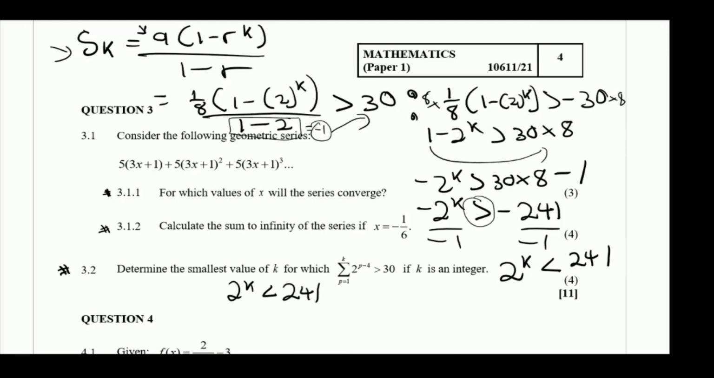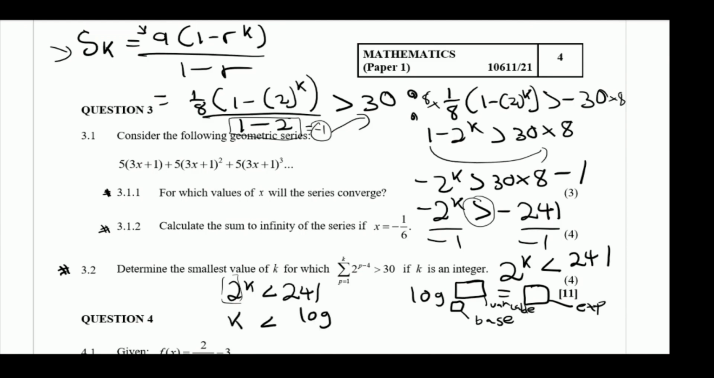So you're going to use your logs. Remember that log works like this. Log, our base is at the bottom, and then this is our variable, equals our exponent. So this is the exponent, this is the base, and this is just a variable. So we're going to equate to the exponent. So our exponent is k less than log of base 2 of our value, 241, just like that. So you're going to punch your calculator, and you're going to get k less than 7.9. So this would be the answer that you're going to get.